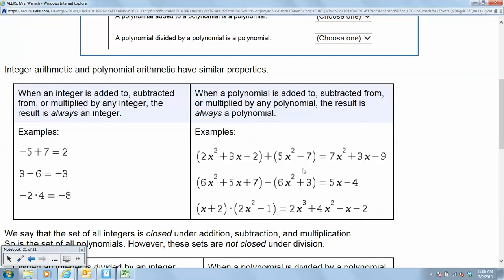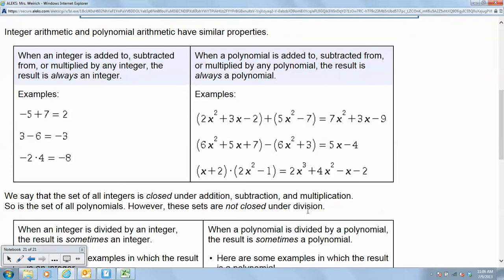The same is true for polynomials. If I add polynomials together, I'm going to get another polynomial. If I subtract polynomials, I'm going to get another polynomial. And if I multiply polynomials, I'm going to get another polynomial. So we say that it's closed under addition, subtraction, and multiplication because it can never leave that family of classification. If it's an integer, you add, subtract, or multiply, it's going to stay an integer. If it's a polynomial, you add, subtract, or multiply, it's going to stay a polynomial.